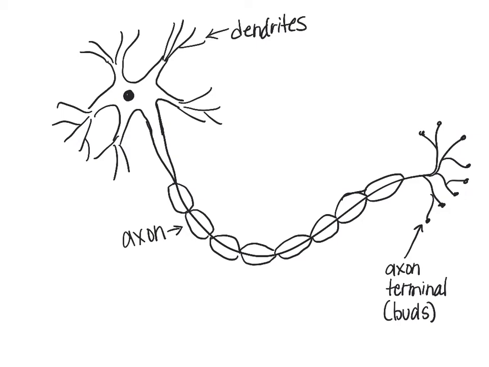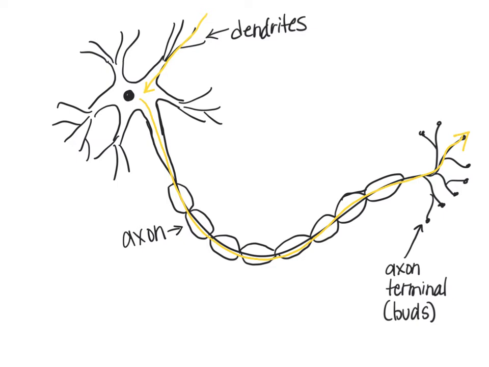Okay, so now how does the impulse travel? Well, the impulse will travel into the cell body through the dendrites, this direction. So that's how it enters the neuron. Then the impulse will travel down the axon away from the cell body and out one of these axon terminals, either to another neuron or, in this case, to a muscle.